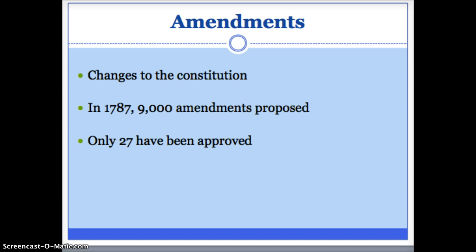There are many changes to the Constitution. In 1787, there were originally 9,000 amendments proposed. Only 27 were passed.